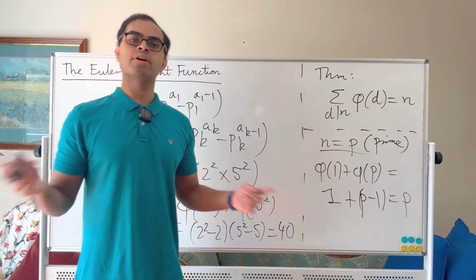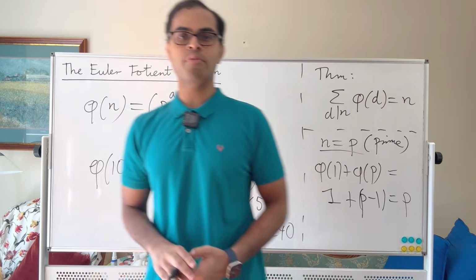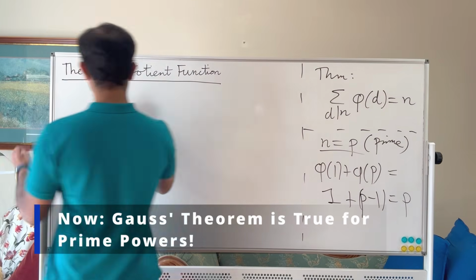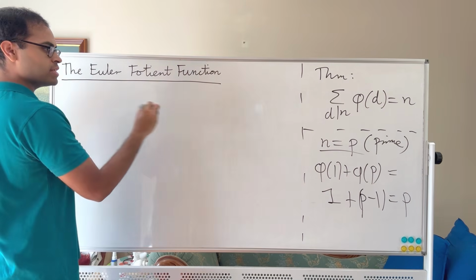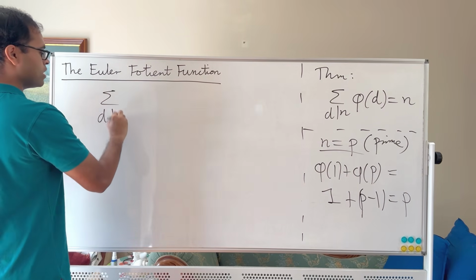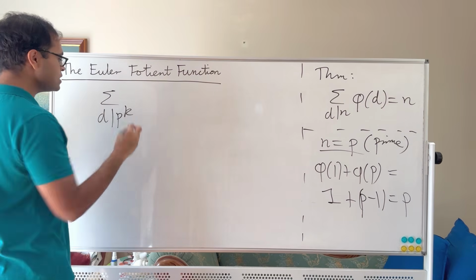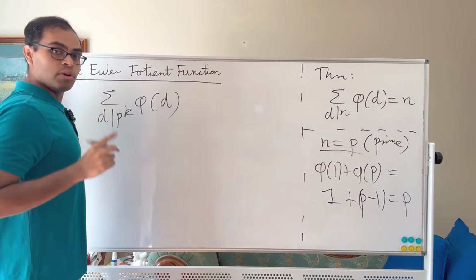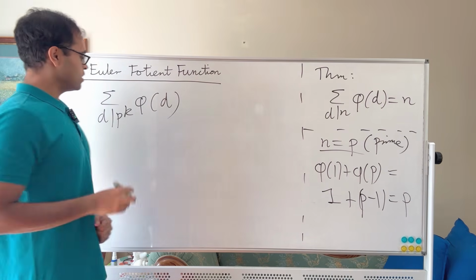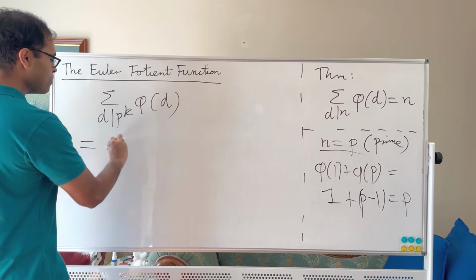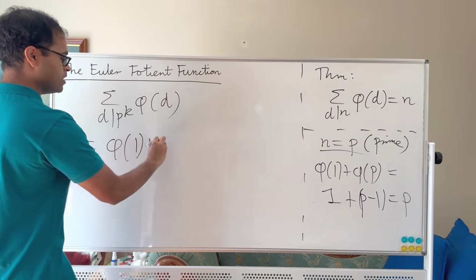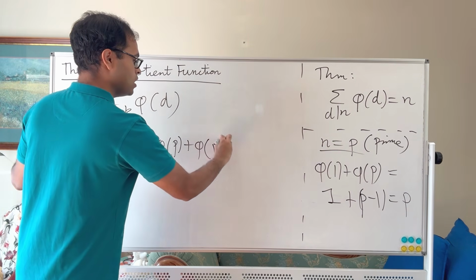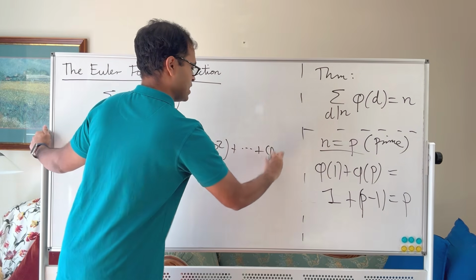What about for prime powers? Well, let's find out. This is going to look so beautiful for prime powers. Let's check out Gauss's theorem for prime powers. What about the sum over d dividing p to the k? For a power of a prime p, what is the sum over d dividing p to the k of phi of d equal to? Well, we want it to equal p to the k, but is it? So let's find out. We add up over all the divisors of p to the k. So we've got phi of 1 plus phi of p plus phi of p squared, and you keep going all the way up to phi of p to the k.